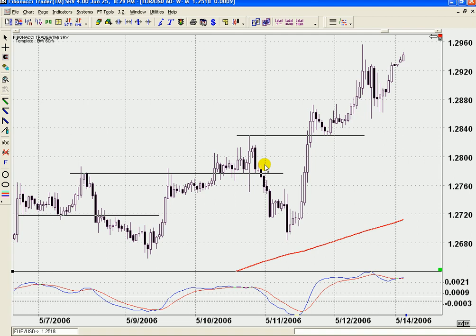You see the wicks. I like to focus on the bodies because that is where the bulk of the volume has been traded for that time period. So I use my support and resistance levels fairly loosely to establish the price reference points that the dealers are taking.